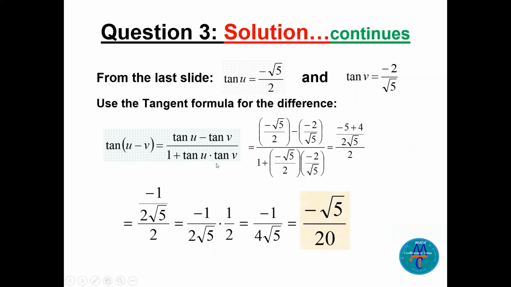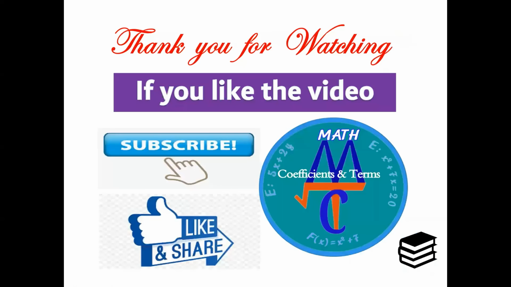Just put the formula here. Tan of u minus v will be tan of u minus tan of v divided by 1 plus tan of u times tan of v. But the numbers that we have found for tan of u and tan of v, we have to do some work here in the fractions. Please, you can check it yourself until you get minus 1 over 4 square root of 5. Rationalize it. So it will be minus square root of 5 over 20 is the tangent of u minus v.